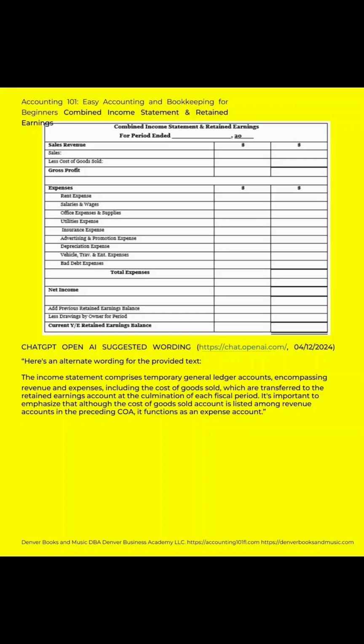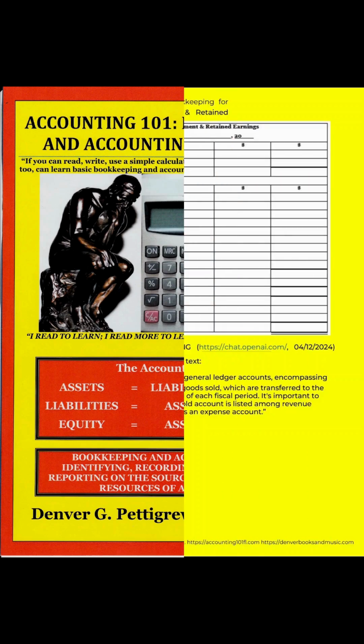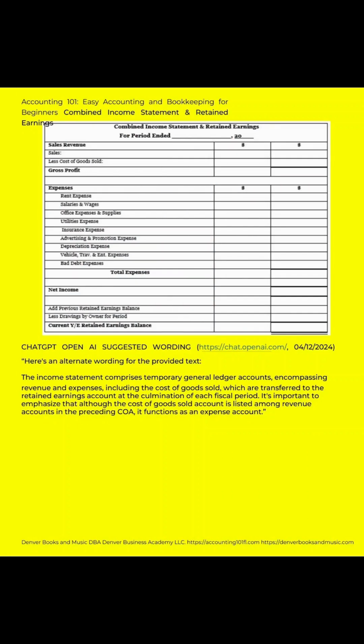The chart of accounts shows the categories, descriptions, and the general ledger account numbers that make up the elements of the income statement, and shows revenue account numbers usually beginning with the number 4 and expense account numbers beginning with the number 5.